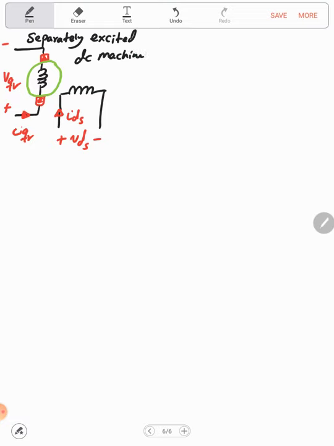So here IA will equal IQR, IF will equal IDS, VA will equal VQR, and VF will equal VDS.